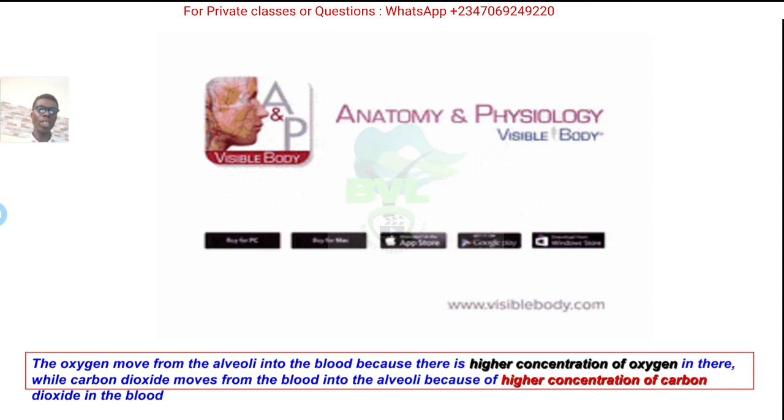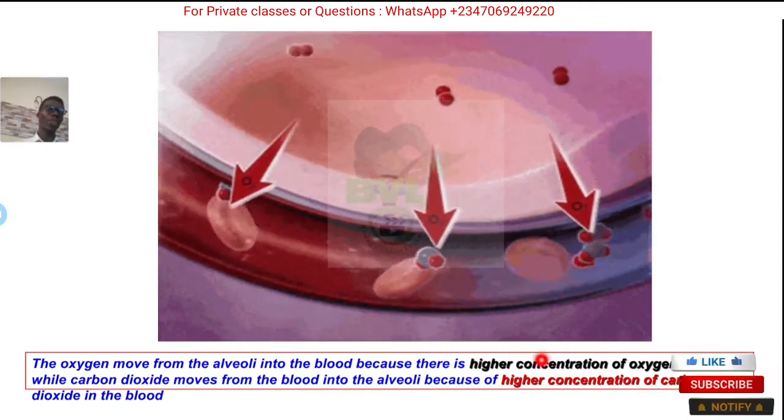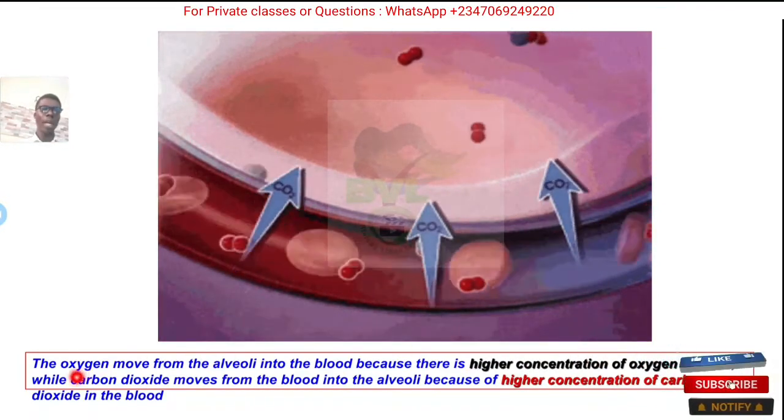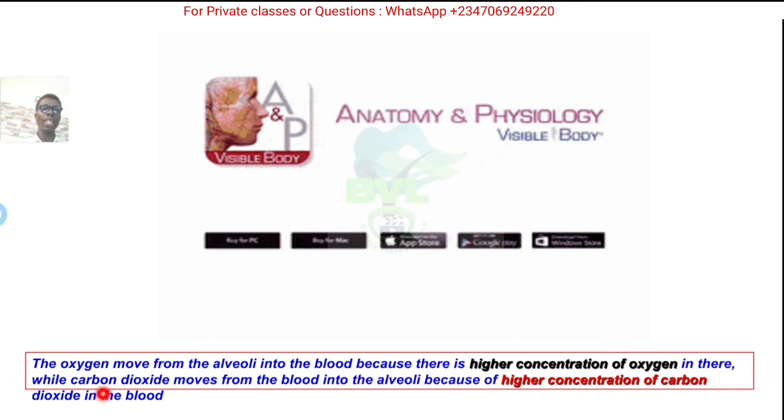And it says here, the oxygen moves from the alveoli into the blood because of what? Higher concentration in there. While carbon dioxide moves from the blood into the alveoli because of higher concentration of carbon dioxide in the blood. Just what we'll be explaining all along.